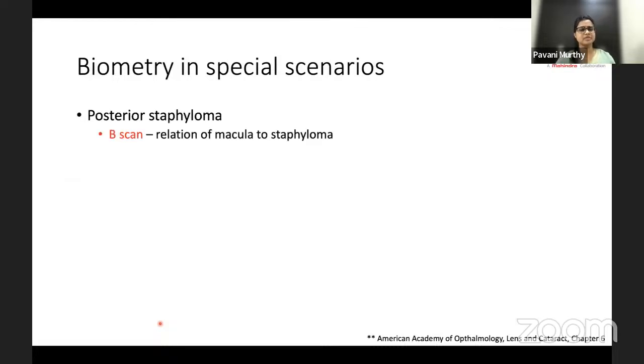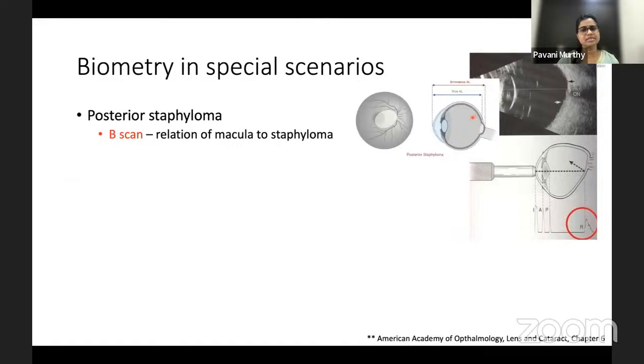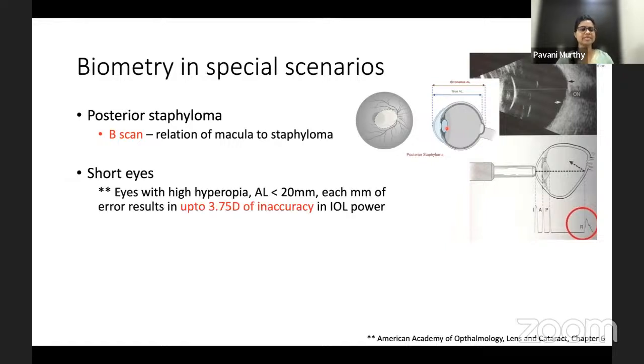In certain scenarios like posterior staphyloma, do a B scan to find the relationship of the macula to the staphyloma. There might be an inability to display a distinct retinal spike. The deepest position of the staphyloma may be located eccentric to the macula. Thus, the measurement may be longer as compared to the true axial length along the visual axis. Short eyes, as we have seen, carry more inaccuracy for even a single millimeter of error in axial length.